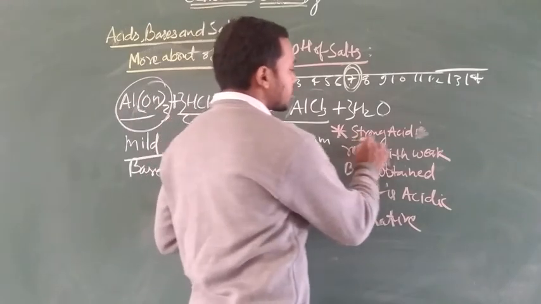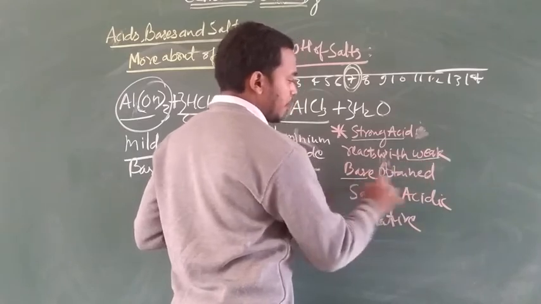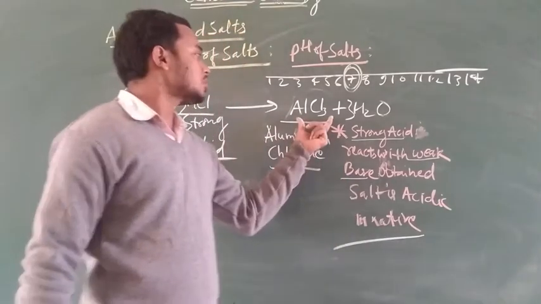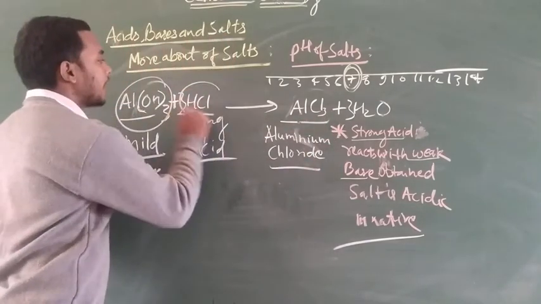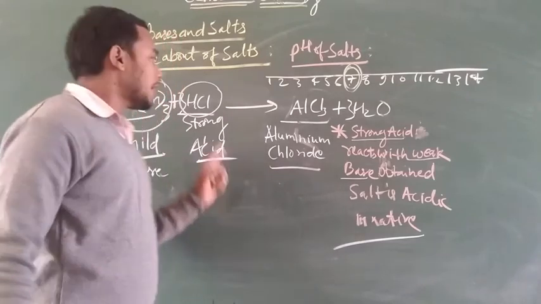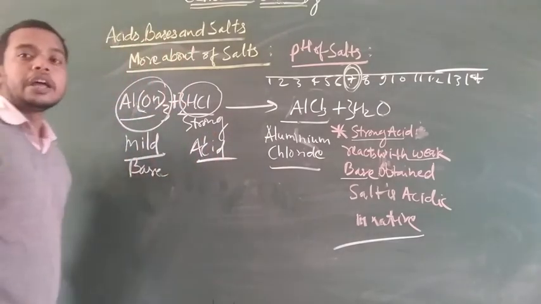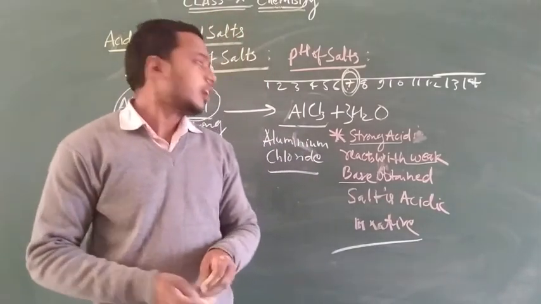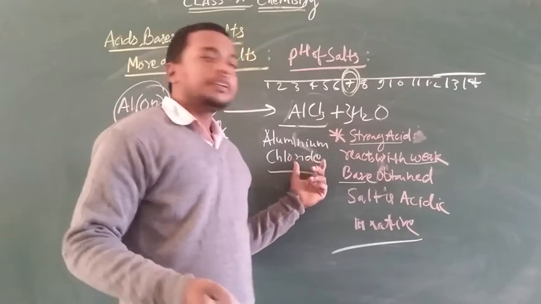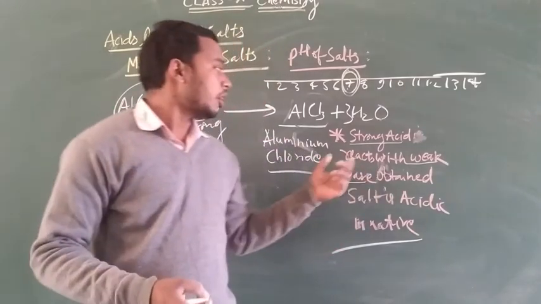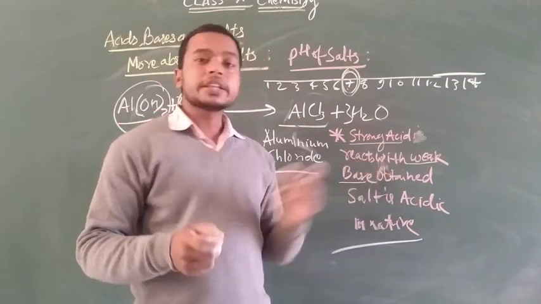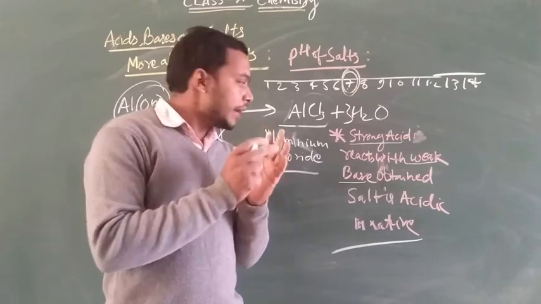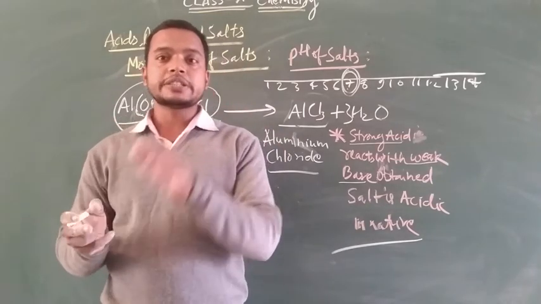Why? Because a strong acid and weak base give a salt that is acidic in nature, because of the HCl. HCl is a stronger acid than the mild aluminum hydroxide. In this way, students, we have found that the pH of aluminum chloride will be acidic due to the domination of the strong acid. When a strong acid reacts with a weak base, the obtained salt will be acidic, because the acid is strong and the base is weak.